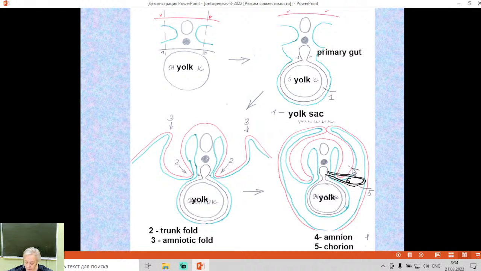Amnion cells secrete amniotic fluid. It protects the embryo from drying out and mechanical shock. Chorion provides protection, gas exchange, and nutrition of the embryo.